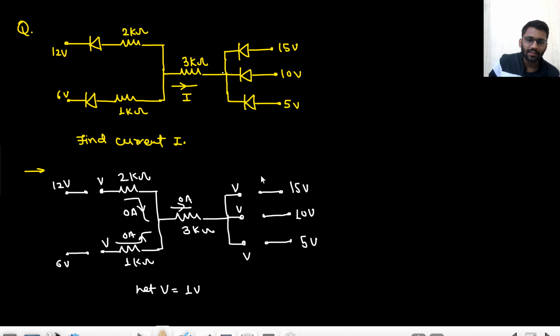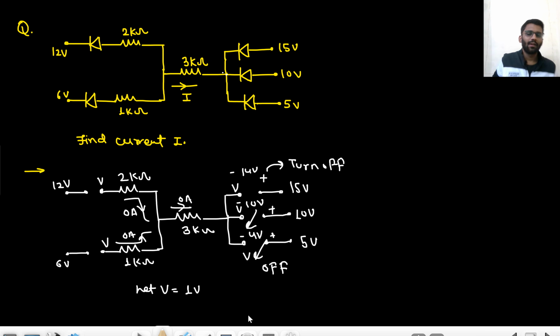So what will happen? This diode is having 14 volt voltage drop. This diode is having 10 volt voltage drop. And this diode is having 4 volt voltage drop. So which will turn on first? This will turn on, right? And if this turns on, that means 15 will come here, this will be off. And this 15 will also come here, this will be off. So these two will be off. Are you getting my point?